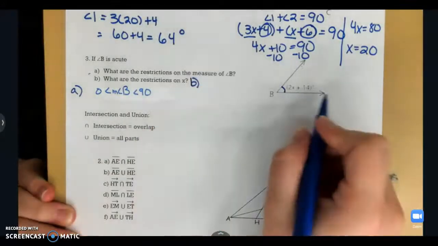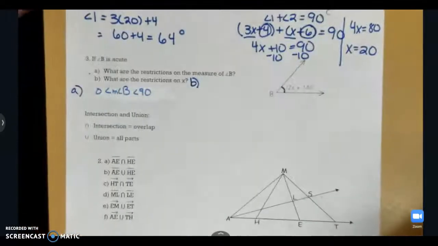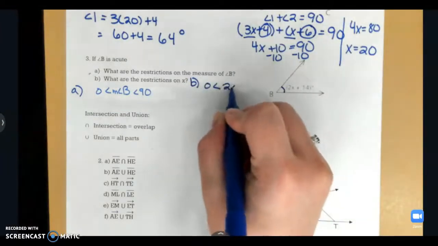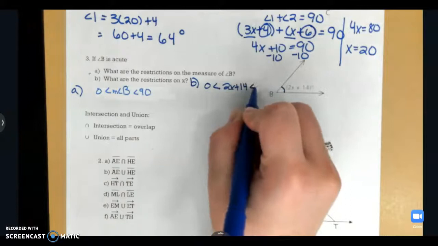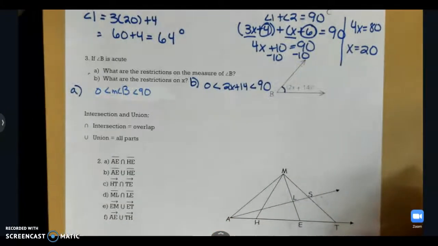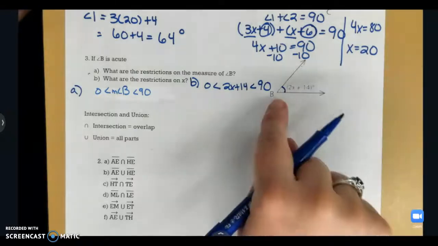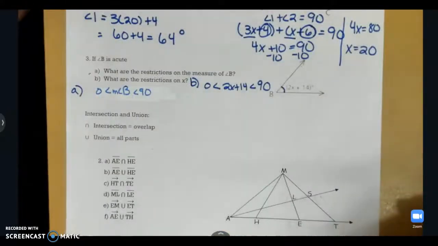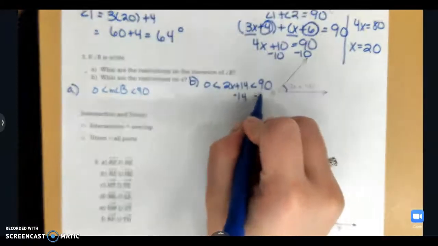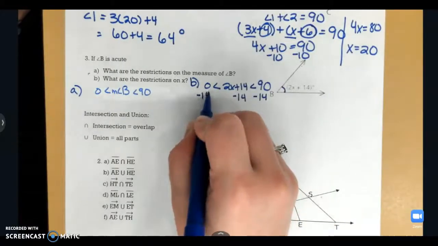So we are just going to substitute this expression in place of the measure of angle B from part A. So 0 is less than 2x plus 14 is less than 90. So now we're going to be solving this similar to an algebraic equation. However, what we do in the middle, we have to do on both sides of our inequality. So if I'm going to solve for x and get x by itself, first I subtract 14, and I have to do that on both sides.